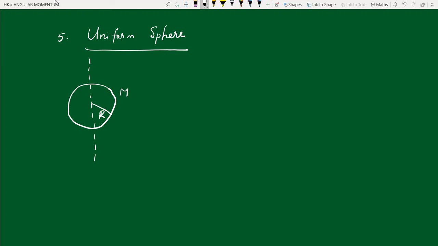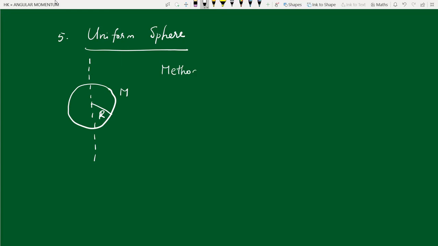This is similar to the previous problem of the spherical shell. The only difference is that that was a hollow sphere, a spherical shell, a two-dimensional surface, whereas this is a uniform sphere, a three-dimensional object. I want you to do this problem in two ways.